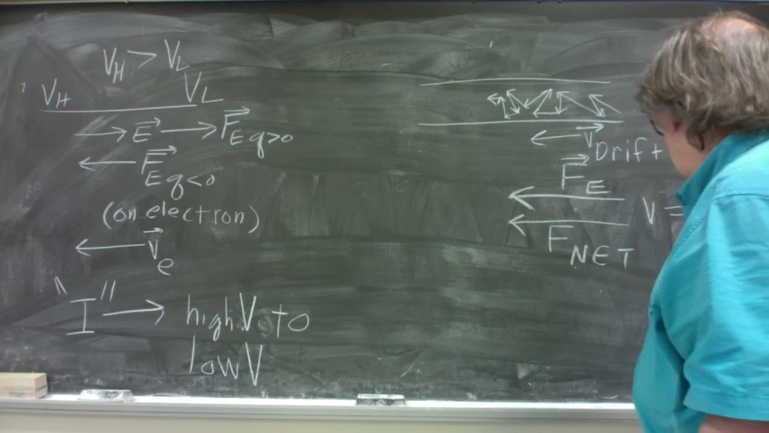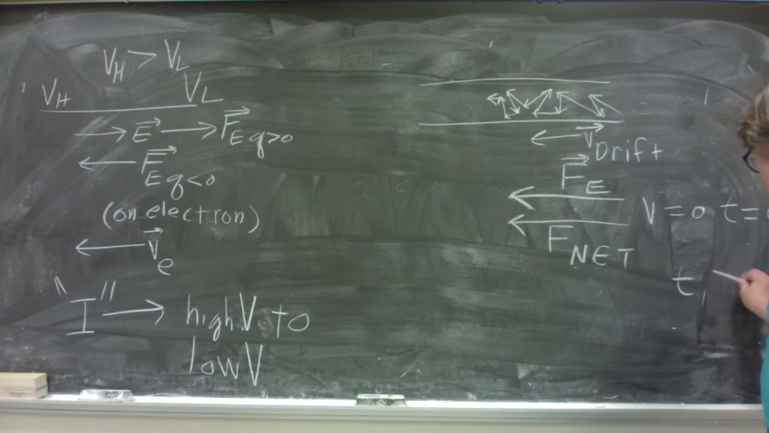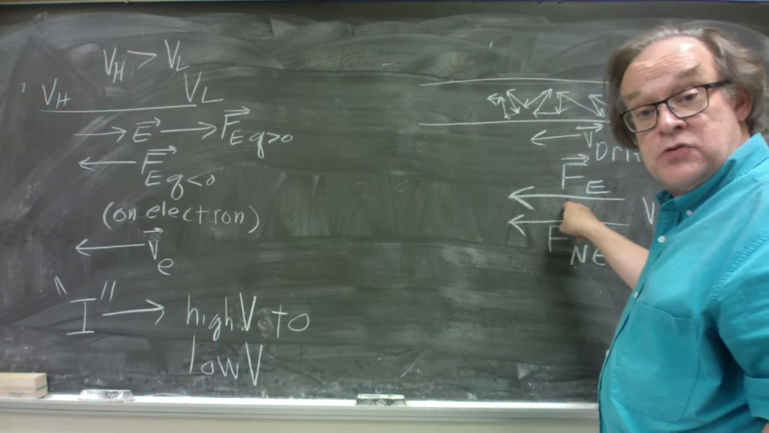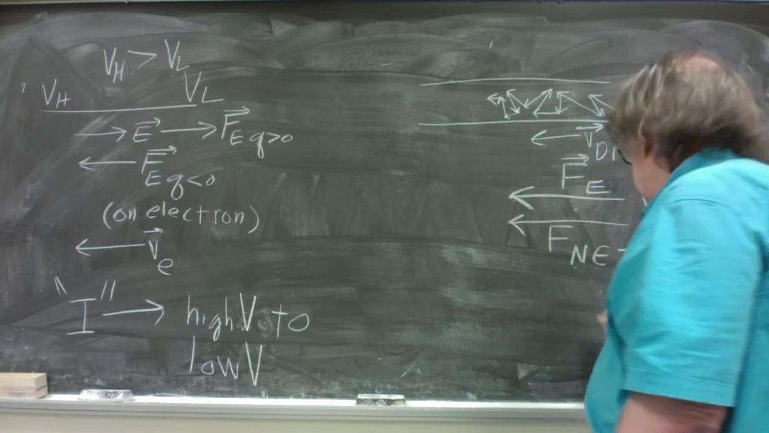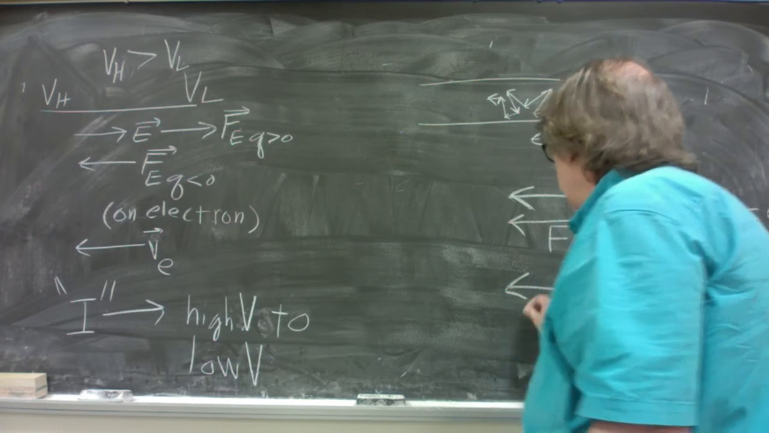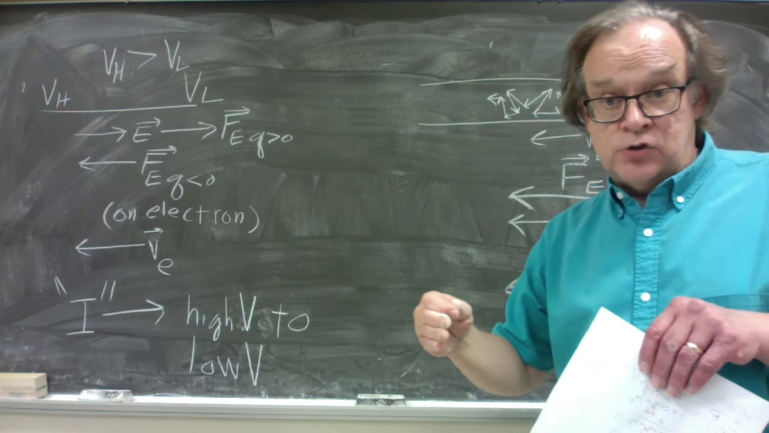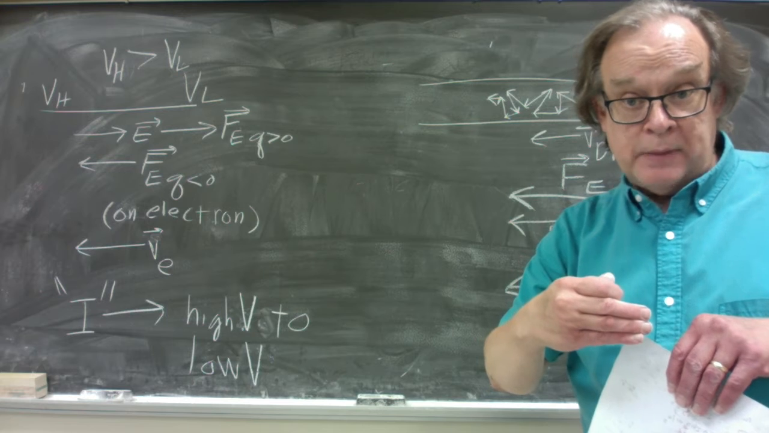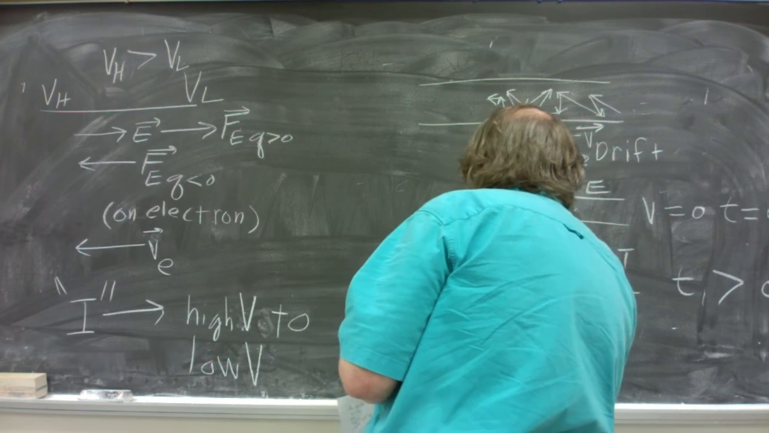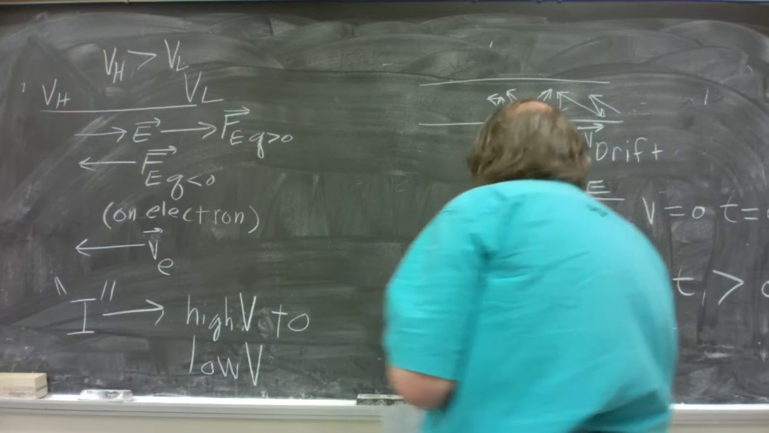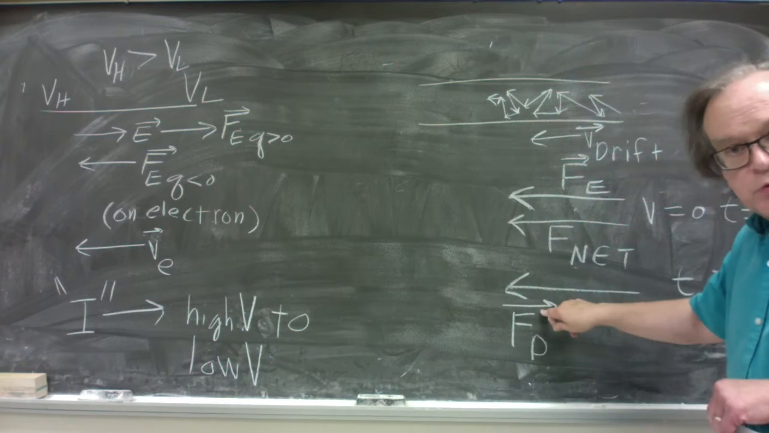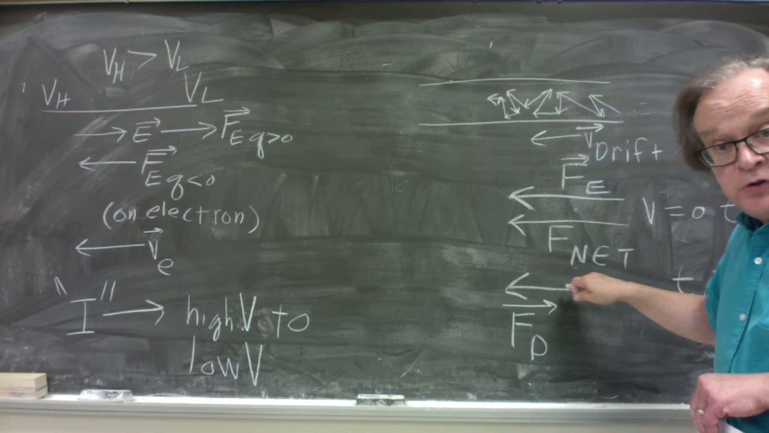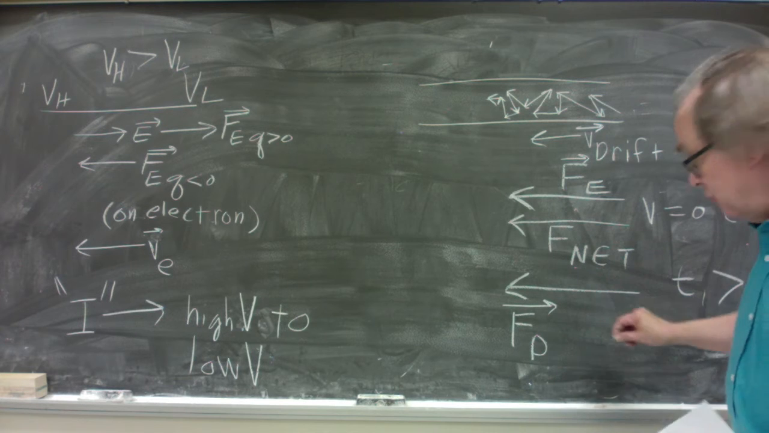So after a little while, say time 1, a little later than time 0, this force from the electric field has not changed. It's still just as big as it was before, but now, since the electrons have picked up a little bit of speed, they now have a little bit of drag force pushing backwards, which means this drag force has canceled out a little bit of the forward force that was produced by the electric field. So now the net force is a little smaller than it was before.